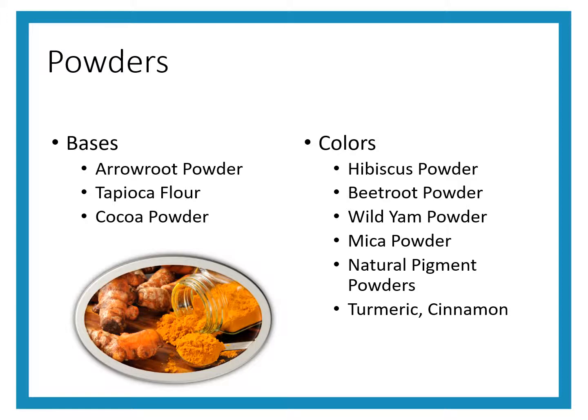Now let's talk about how we're going to get colors. So there's a few different ways that we're going to be able to get colors in our makeup. This is going to be through natural powders, things like hibiscus root, beetroot. Hibiscus and beetroot make a red or red-pink color. Wild yam powder is what I use. It makes a purple powder. There are natural pigment powders you can buy.